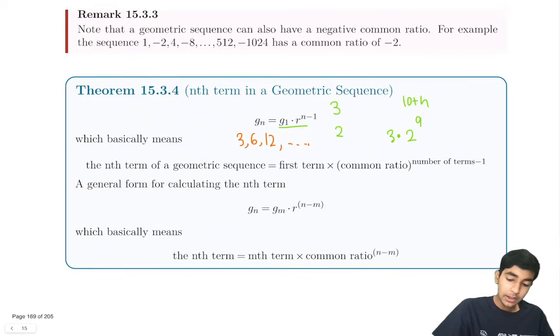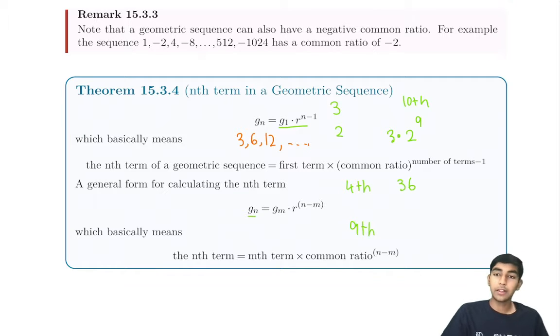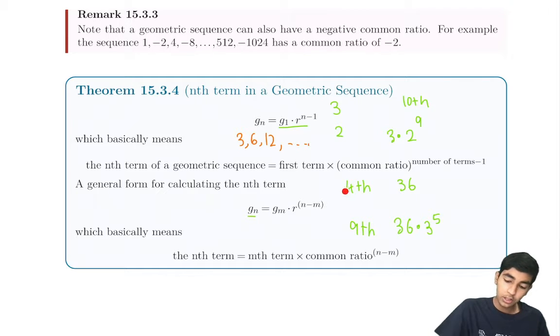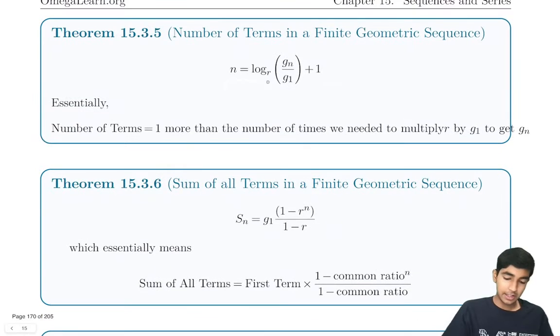And also, you can express it in terms of other terms. So let's say you know the fourth term is 36 and you're trying to find the ninth term where the common ratio is 3. Then you would just do 36 times 3 to the 5 because there's 5 terms in between the fourth and the ninth term. So you multiply by 3 5 times. And that's essentially what this is saying right here. Okay, cool. And this is not that important for the sake of AMC.